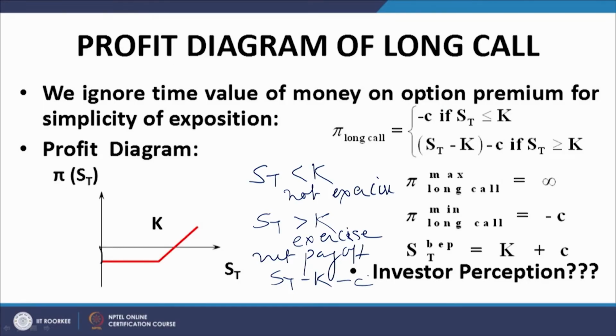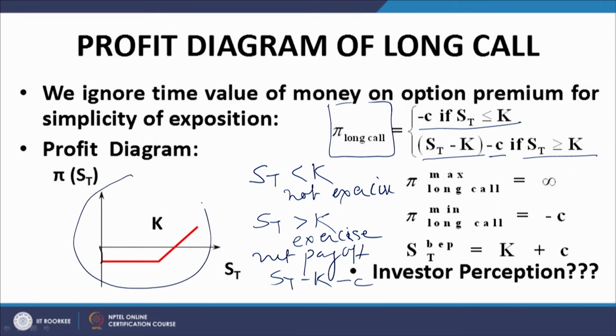and if ST is less than K, the option will not be exercised, the payoff will be 0 and the profit will be equal to minus C, because the amount of premium that you have paid is a loss for you, it is a sunk cost, and therefore it will be considered as minus C, and that is the rationale of this profit function. Pi of long call is equal to minus C if ST is less than K, and ST minus K minus C if ST is greater than K. And this is the plot, this is the payoff diagram, and this is the profit diagram rather, as you can see here.